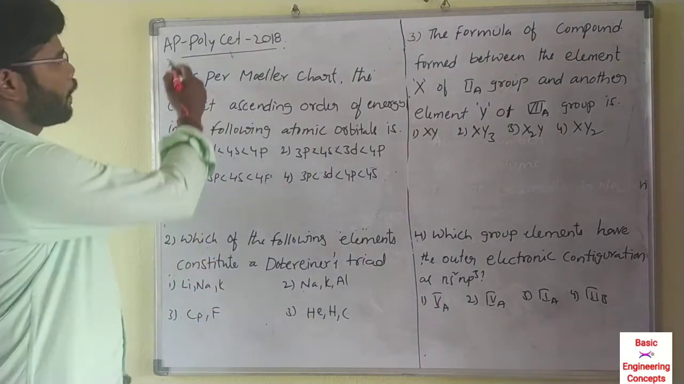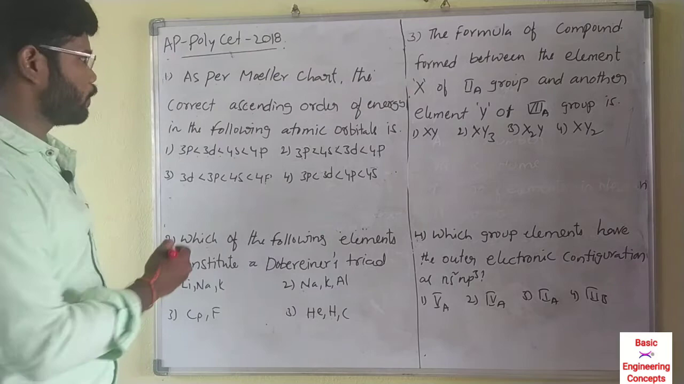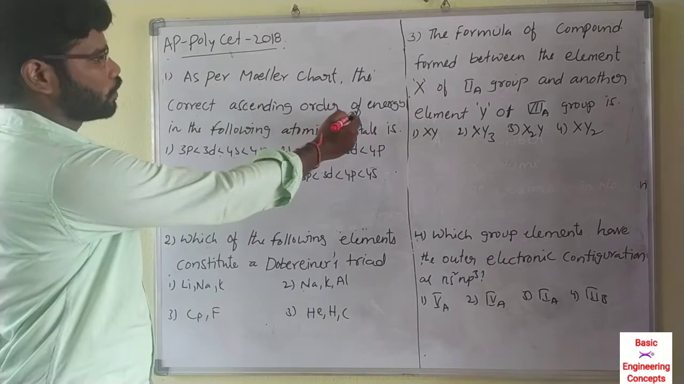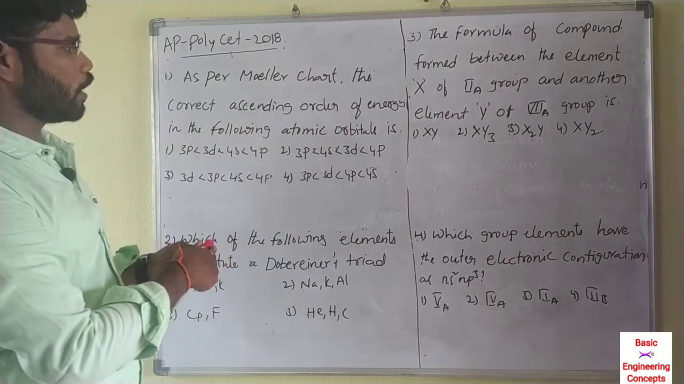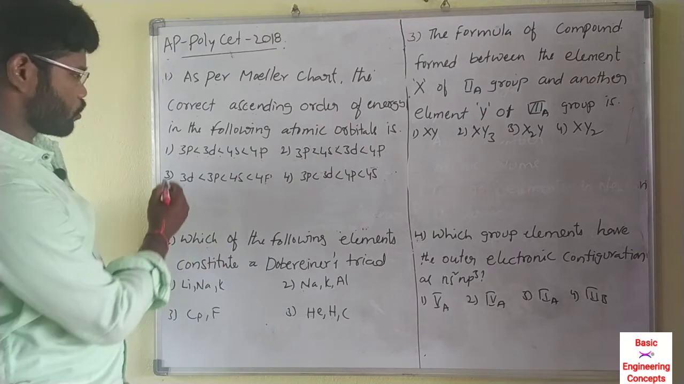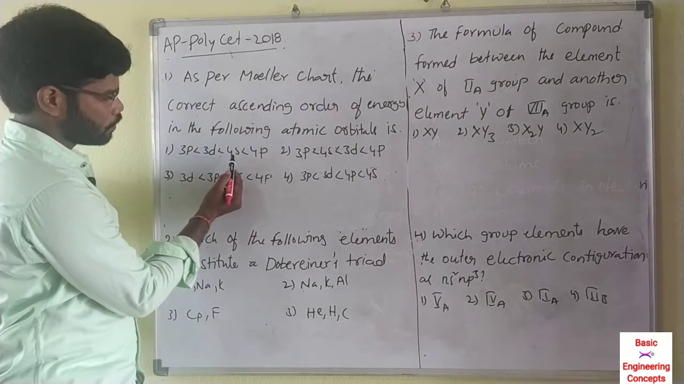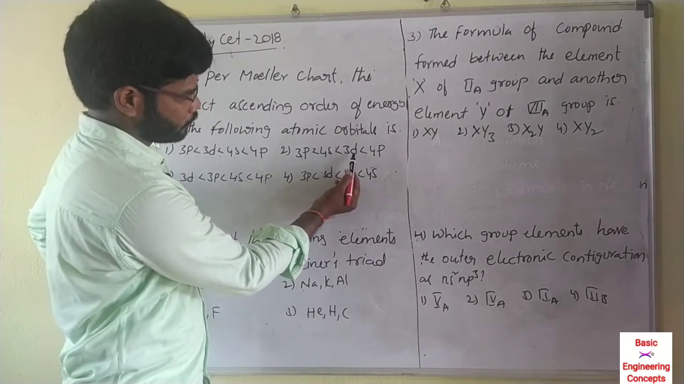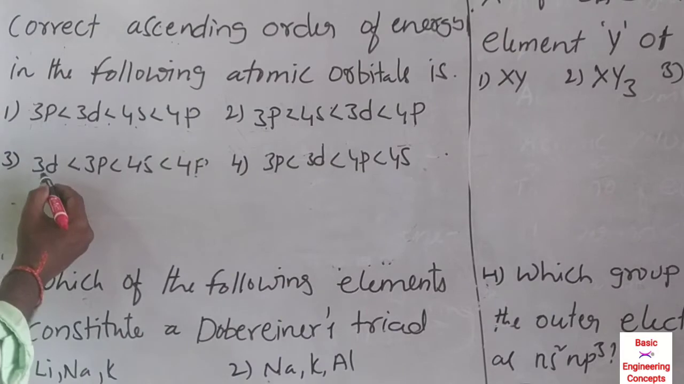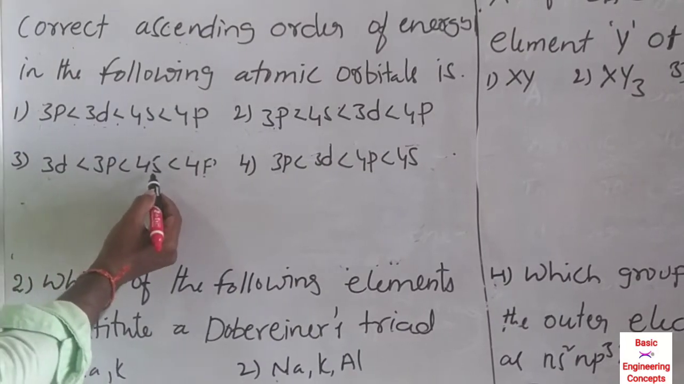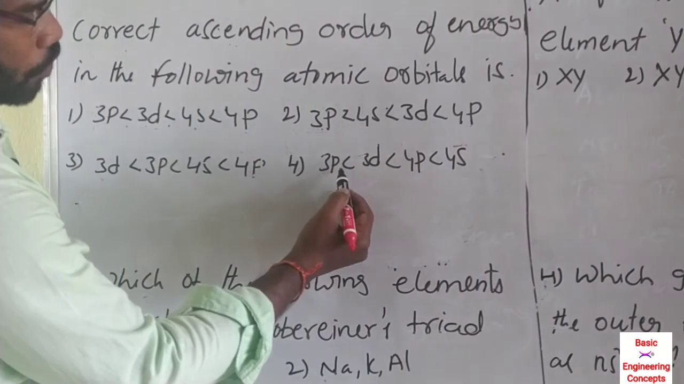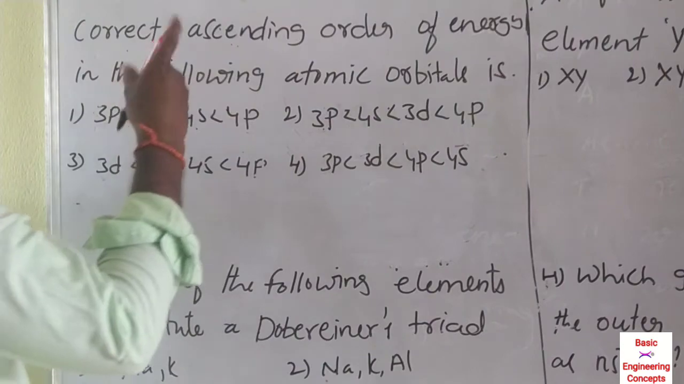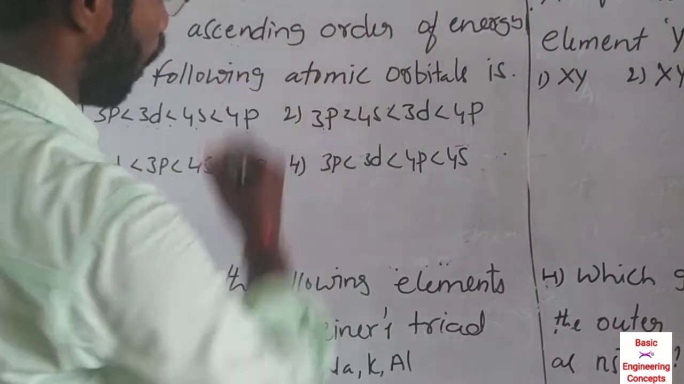Now let's discuss the AP POLYCET 2018 model paper. First question: as per the Moeller chart, the correct ascending order of energy of the following atomic orbitals is? Our first option is 3p less than 3d less than 4s less than 4p. Second option is 3p less than 4s less than 3d less than 4p. Third option, 3d less than 3p less than 4s less than 4p. Fourth option, 3p less than 3d less than 4p less than 4s. So here observe, according to the Moeller chart.